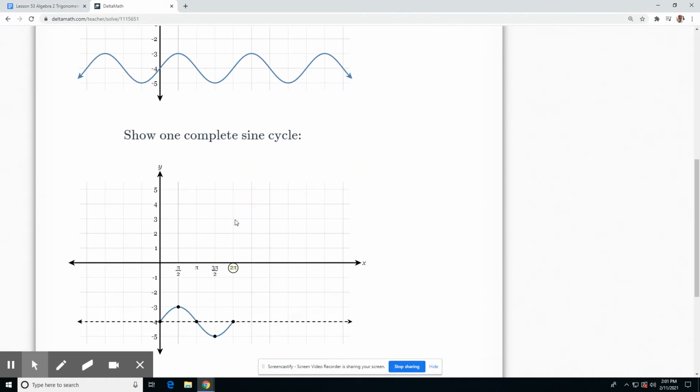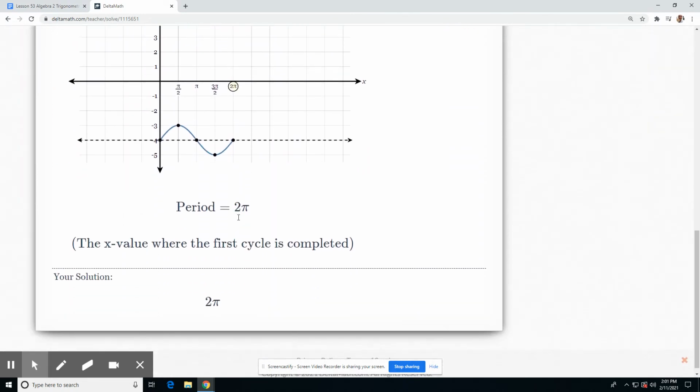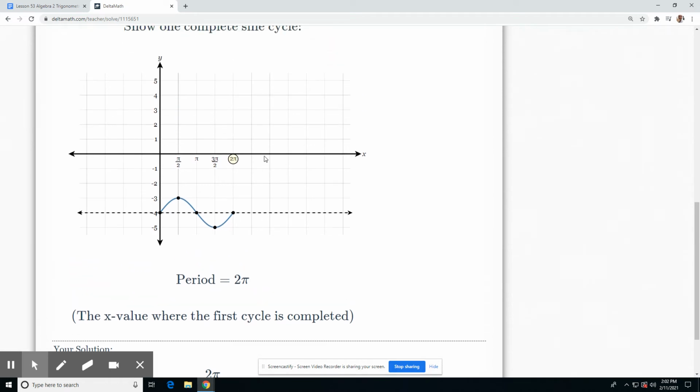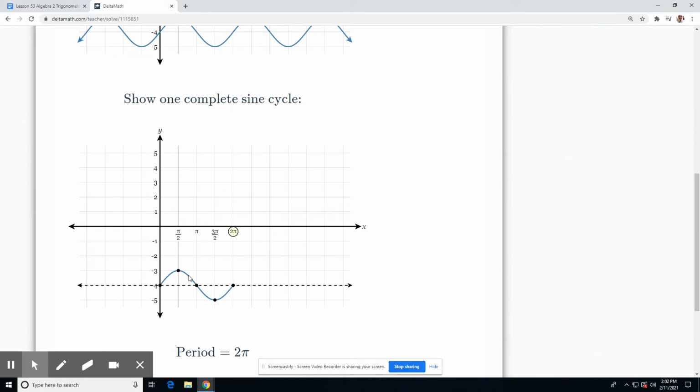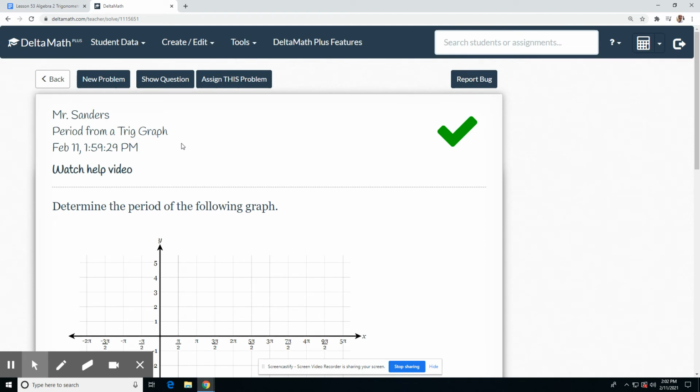Let's see how they did it. They're just analyzing it, and the x values where the cycle repeats itself. Yep. All right. And then notice the points that they're examining. Those are the important points. It's a maximum here. It's crossing the midline here. It's a minimum here, crossing the midline, crossing the midline. So those are the significant points on this oscillating trig function. Okay. Let's try the next one.